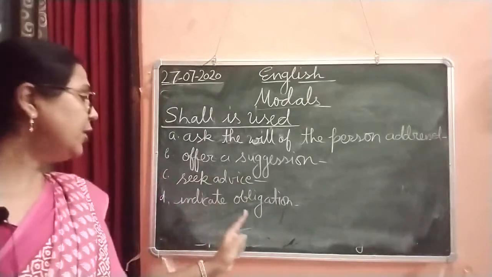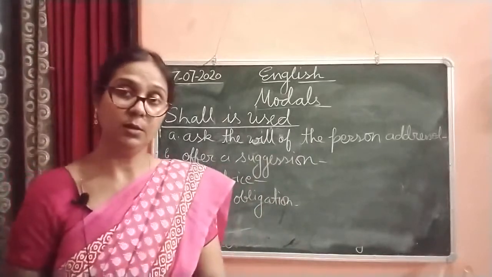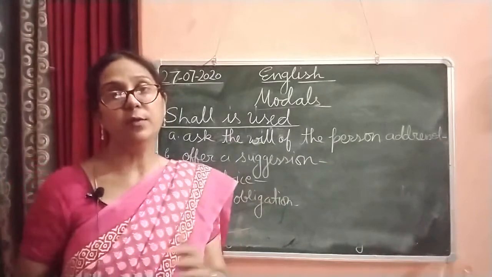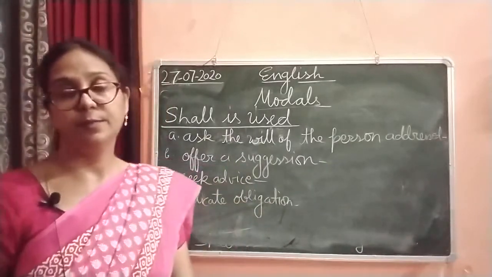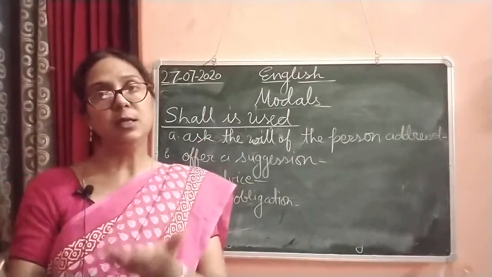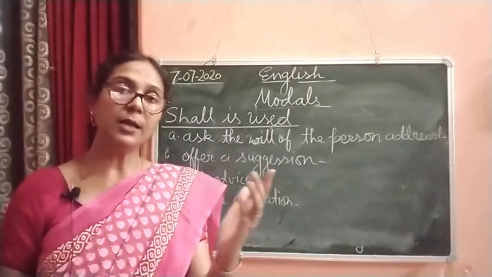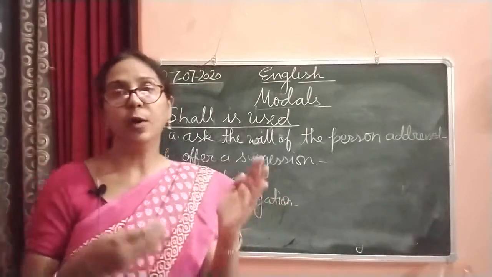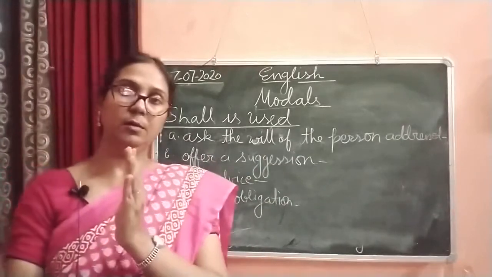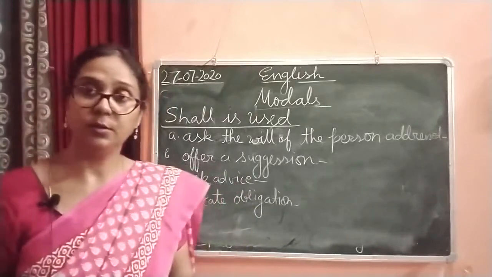And the last point is to indicate obligation. Whenever you have to show or indicate obligation, we use shall. You can write, the party shall pay this amount for that particular activity. So the political party shall pay this amount for the flood relief fund. This is showing the obligation.